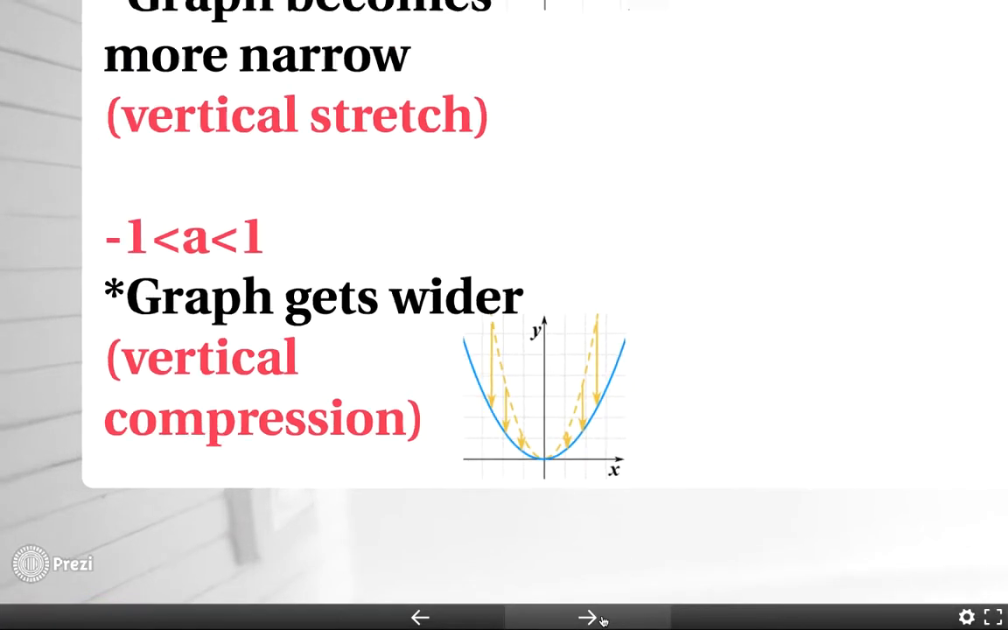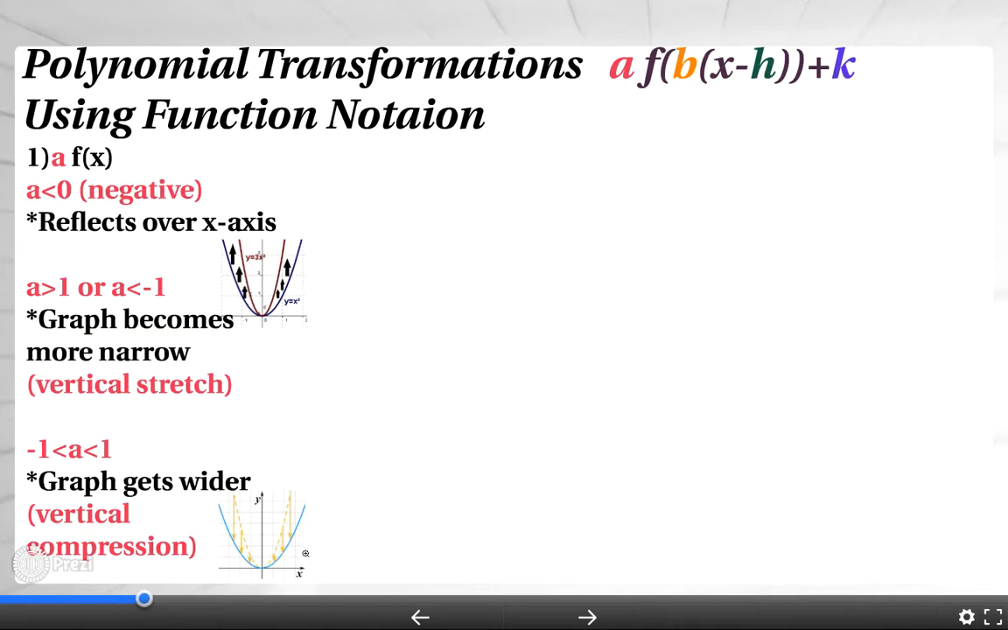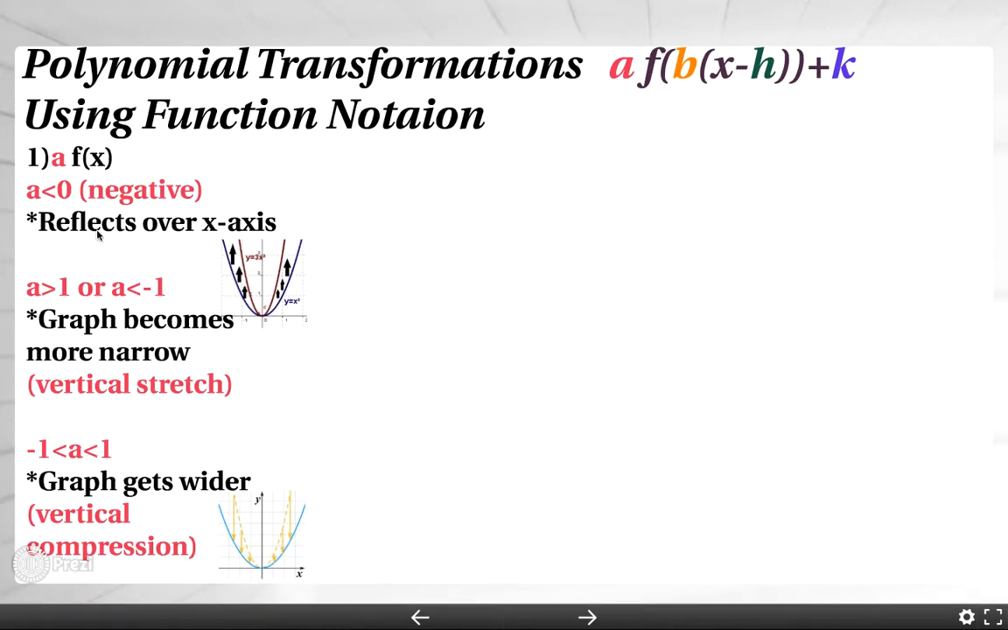No matter what, if your A value is a fraction, it gets wider, which is a vertical compression. And if it's not a fraction, it gets skinnier, which is a vertical stretch. So the A value deals with everything that's vertical: vertical reflections, vertical stretch, and vertical compression.